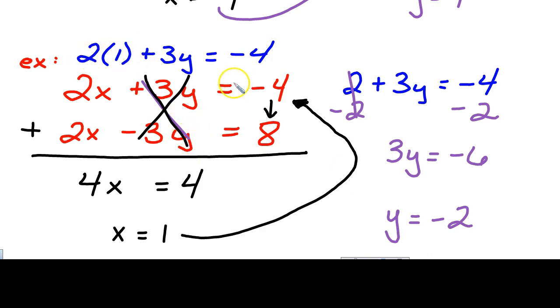Check to make sure it works for both. Substitute 1 in for x and negative 2 in for y and see if we get 8 in the second equation. So 2 times 1 is 2 minus 3 times negative 2. Well, 3 times negative 2 is negative 6. If I minus a negative 6, that's really adding 6. So 2 plus 6, yep, we got 8. Our answer is final, 1, negative 2.